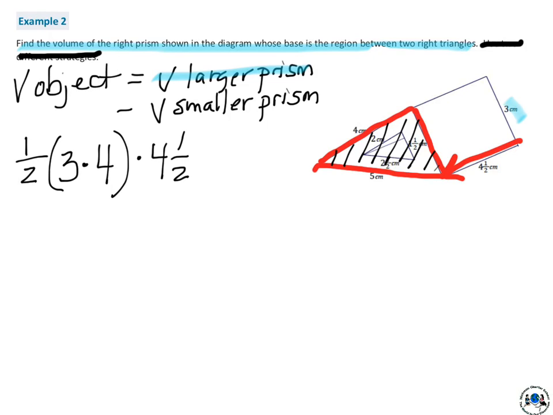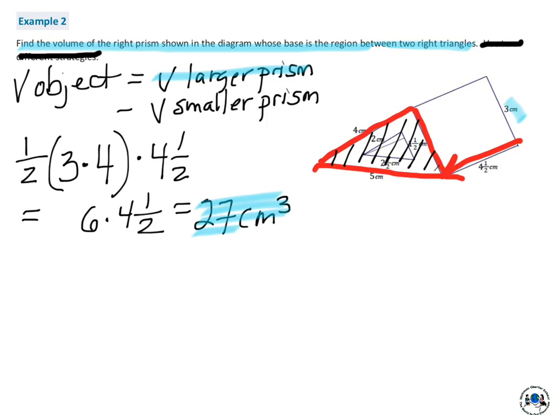Times 4.5, of course, which is the length. Well, in this case, the length or the height, we would say, of this prism. Okay, and that's going to equal 27 cubic centimeters. Okay, 27 cubic centimeters. So that entire solid piece, ignoring the hole or the missing piece, is 27 cubic centimeters.